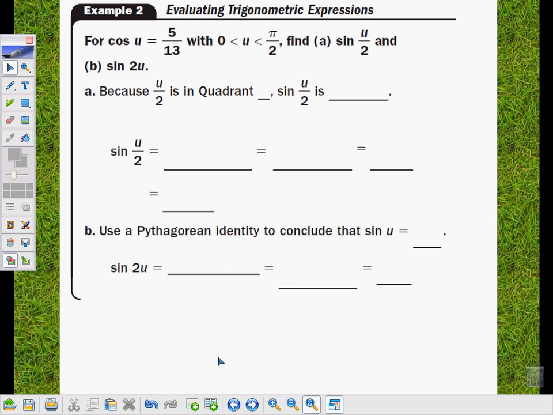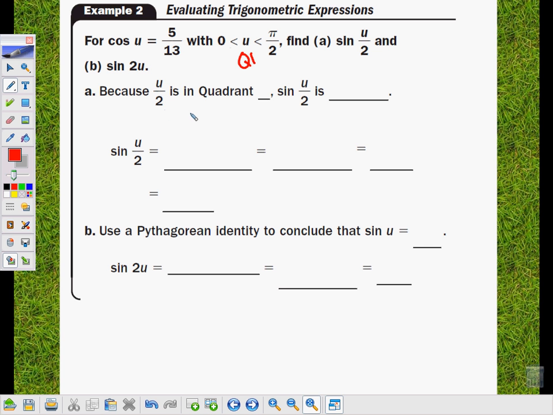All right, so now let's try a double angle problem. Evaluating trigonometric expressions, we're using the double angle. Here I say that the cosine of u is 5/13. Angle u is in the first quadrant. That's what it's saying here. Between 0 and pi over 2, that means u is in quadrant 1. Then find the sine of u over 2, and secondly, the sine of 2u.